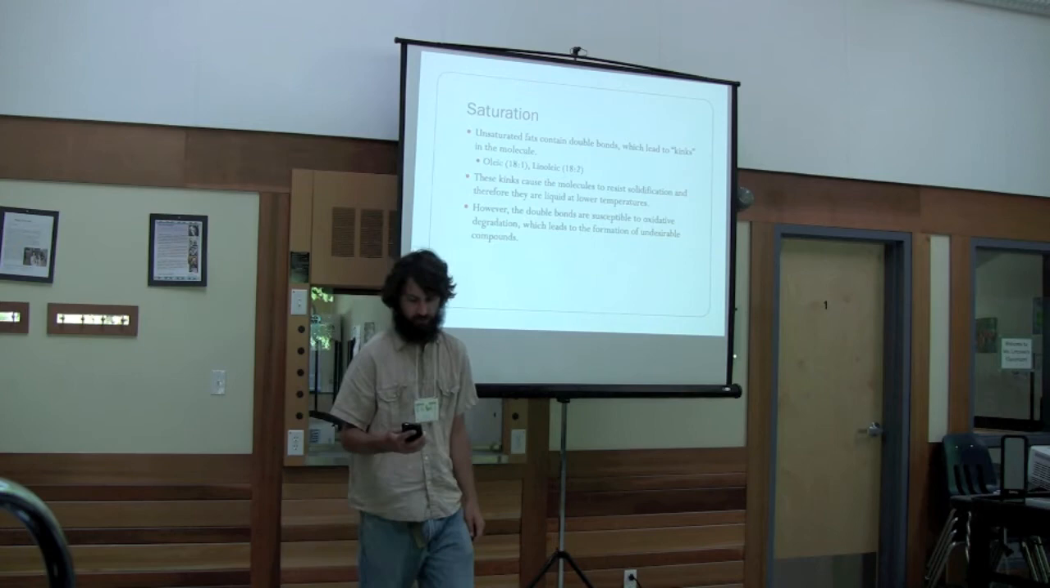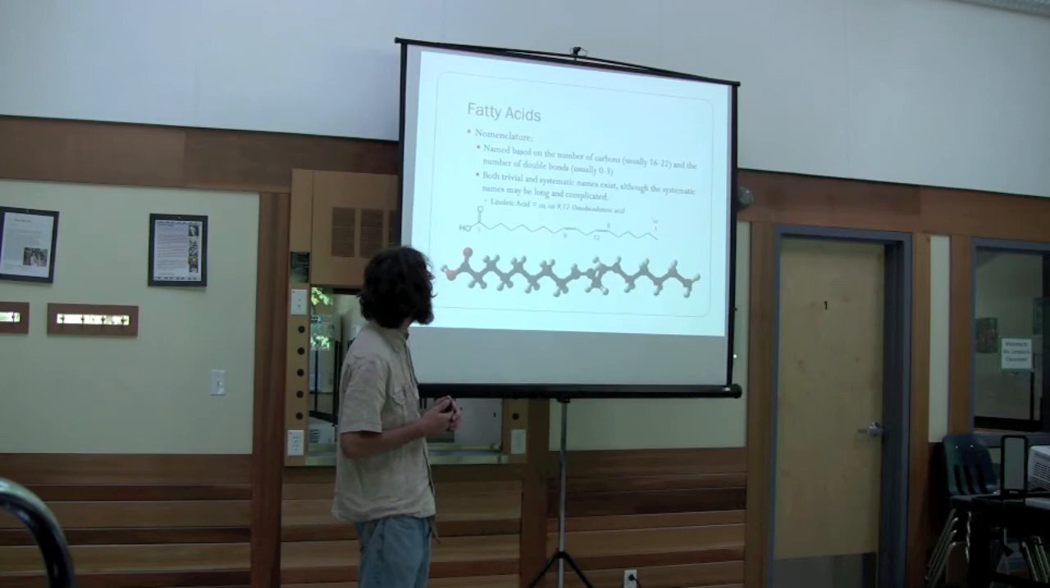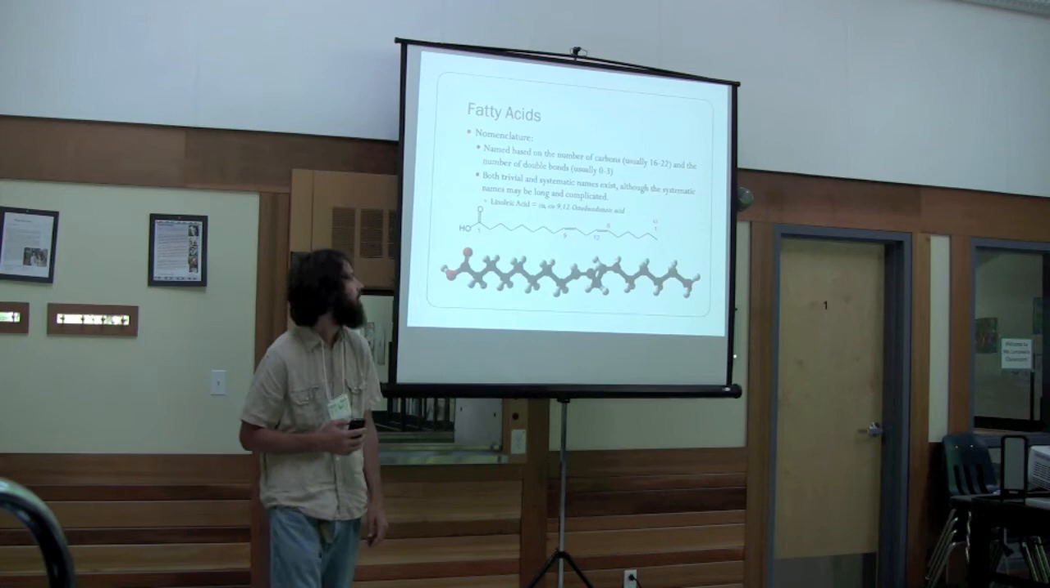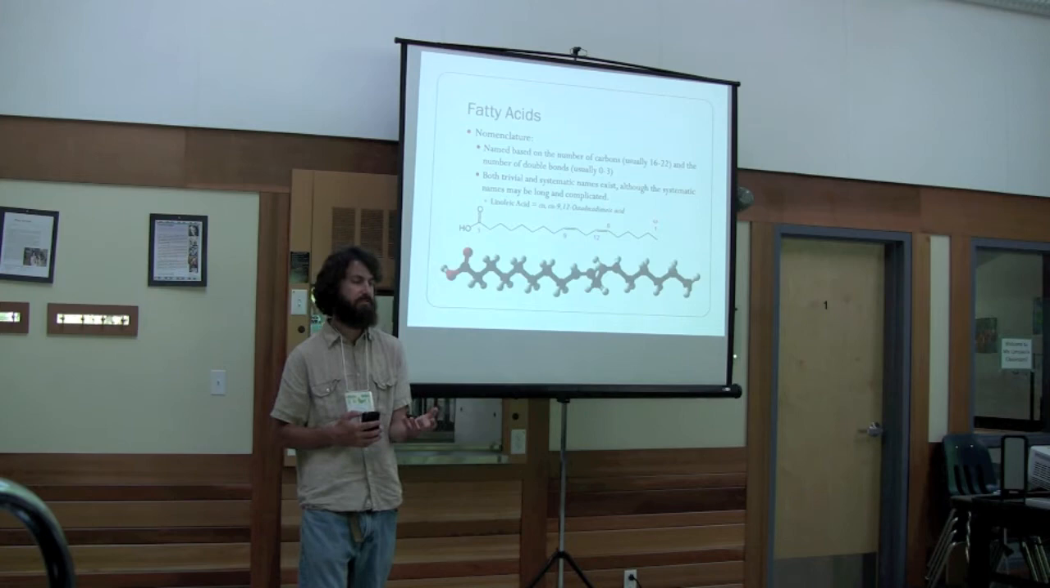Okay, so a little bit more about the nomenclature of fatty acids. They are named based on the number of carbons and the number of double bonds. Usually there are about 16 to 22 carbons in the chain. Most of the time there are zero double bonds in the case of saturated fat, up to maybe three double bonds in an unsaturated fat. There are trivial names and systematic names associated with each one. However, the systematic names can sometimes be really long and complicated.